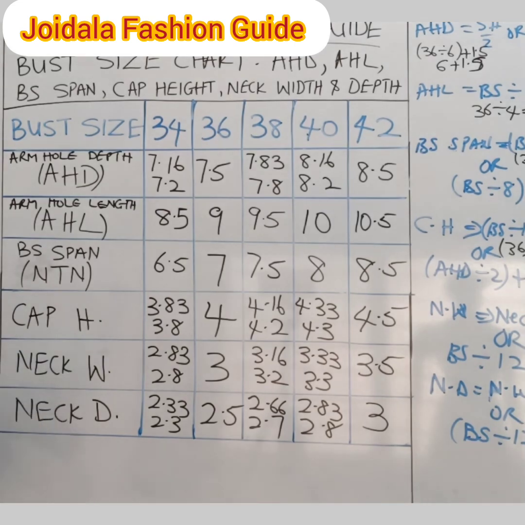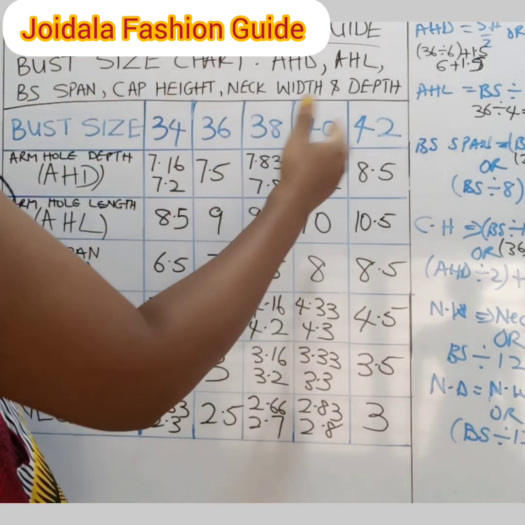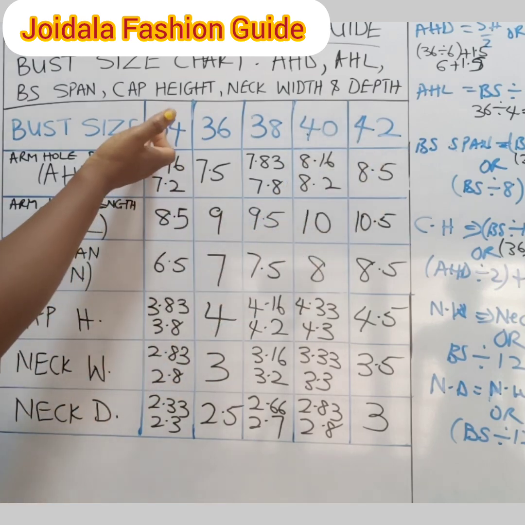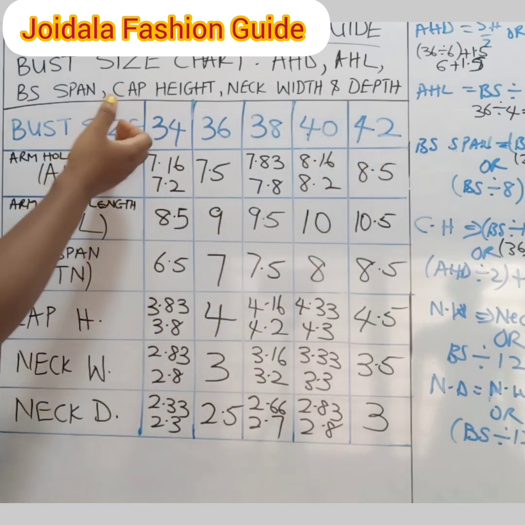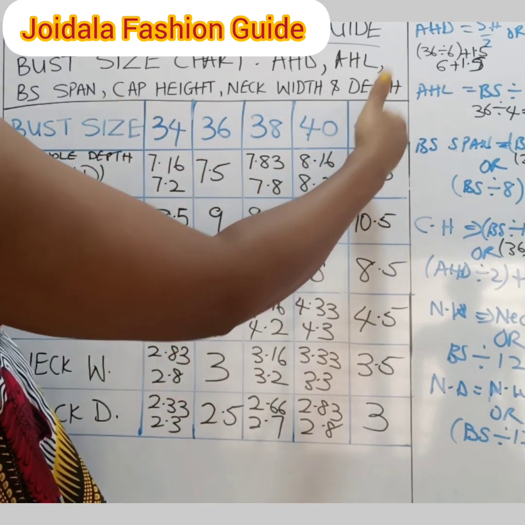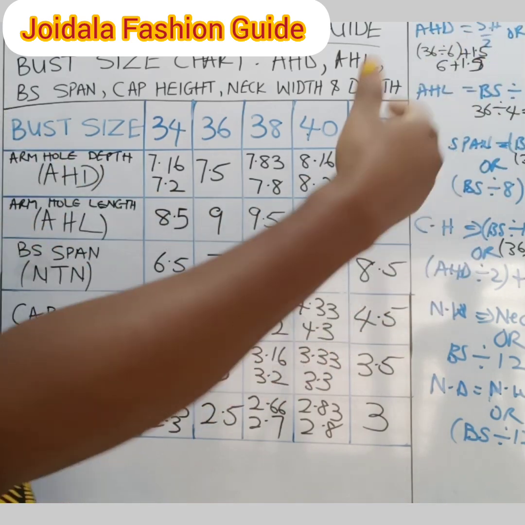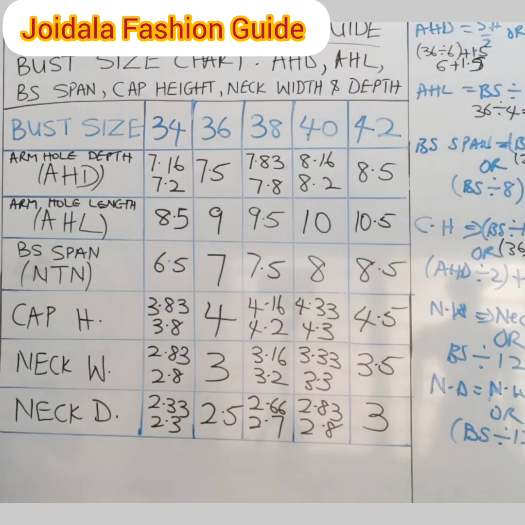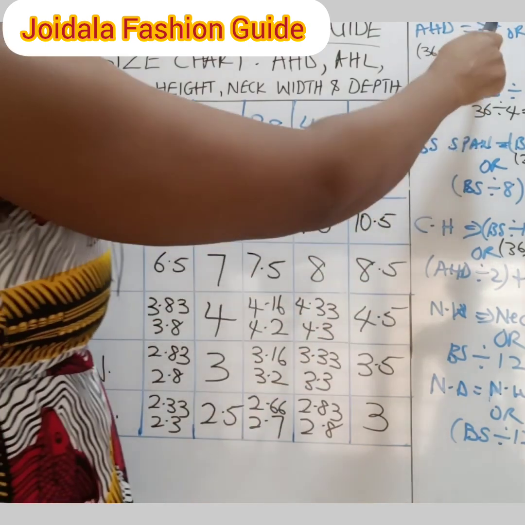So this is how to create a size chart. Okay, so you can decide to also make for bust 32, and then you can also decide to make for bust 44, even up to 50. The only thing you have to do is to know the basic formula, which I have explained here.